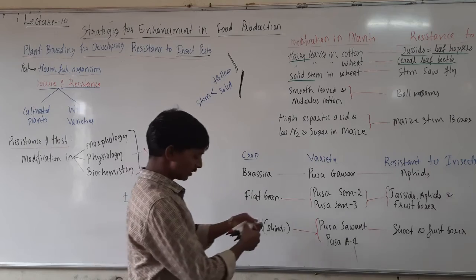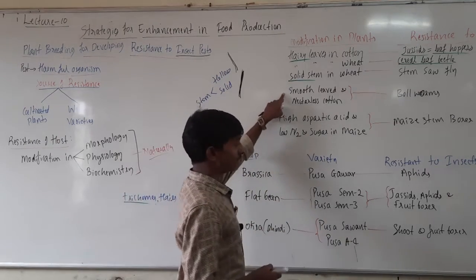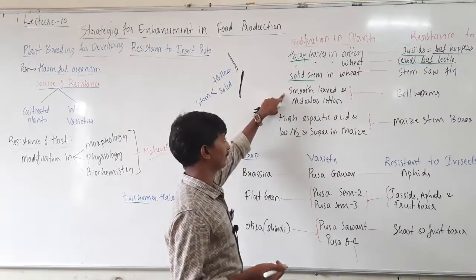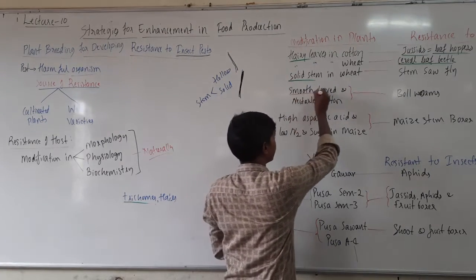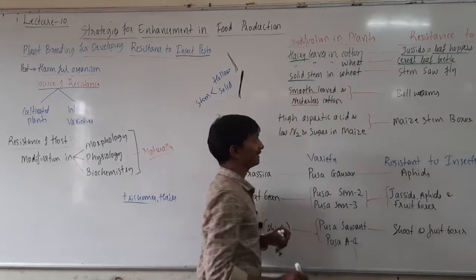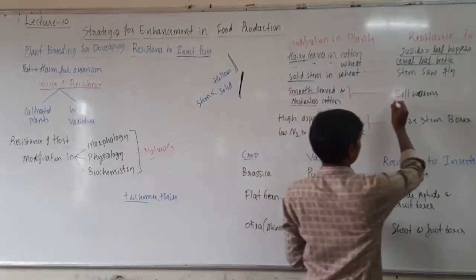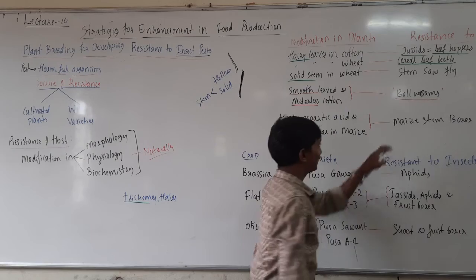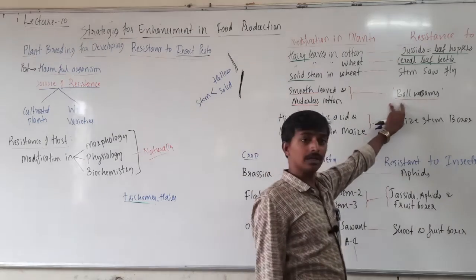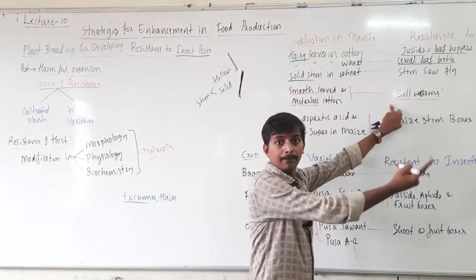Then in cotton, if the leaf is very smooth and oily, and nectarless, this nature will protect the cotton plant from bollworms. We will discuss this in more detail again in biotechnology.